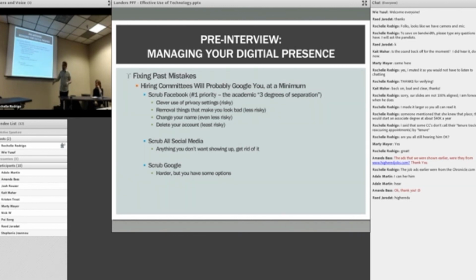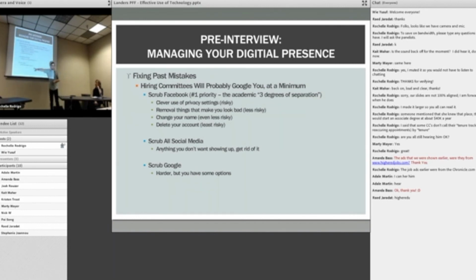Very straightforward. Rest of social media as well. Anything that you don't want showing up, get rid of it. I'm waiting for the day that some Twitter firestorm becomes the reason that somebody doesn't get hired, and we hear all in the news about how somebody posted something on Twitter and didn't get a job. It's happened in industry a couple times already, but it will eventually happen in academia.